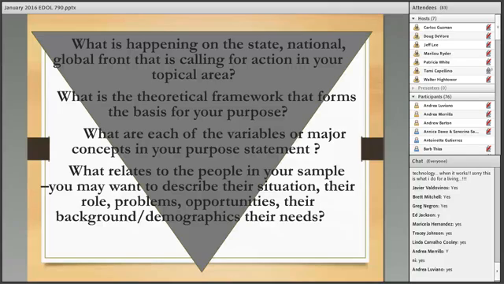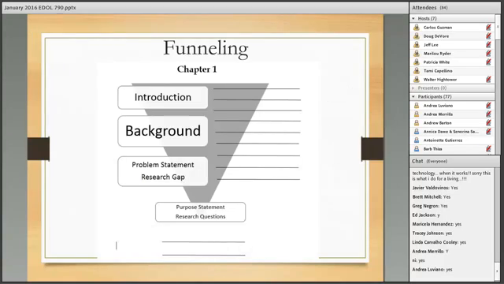And then also part of the funnel typically will include something about your sample. So that might be their role, the problems that they're facing in the real world, opportunities, their background, demographics, all of those. And again, that would be specific for your particular study. And ultimately, in your intro and your background and your problem statement, what you're leading to is really substantiating that research gap. That's an important piece.